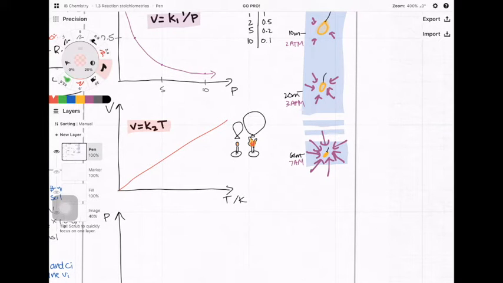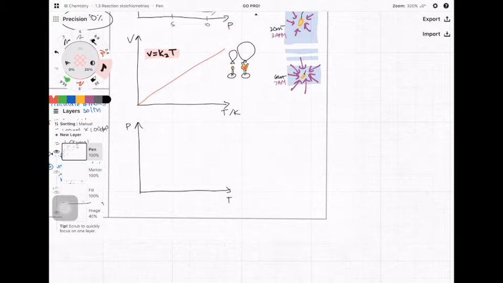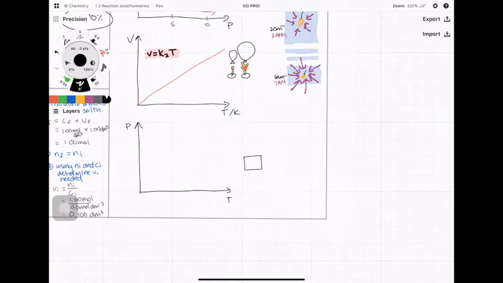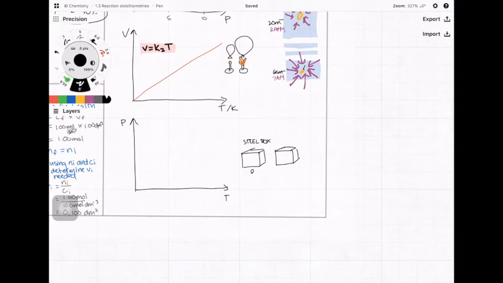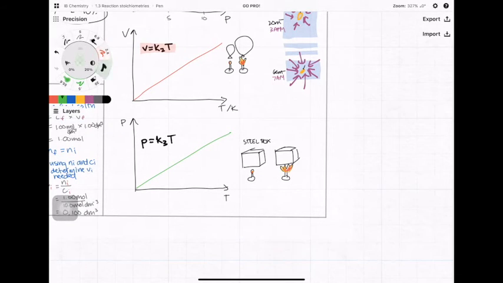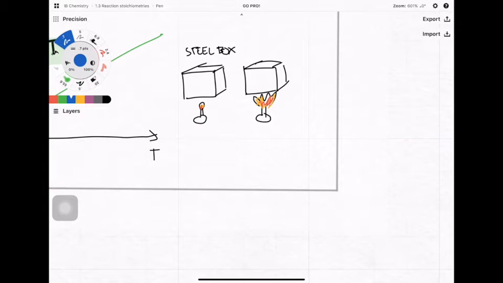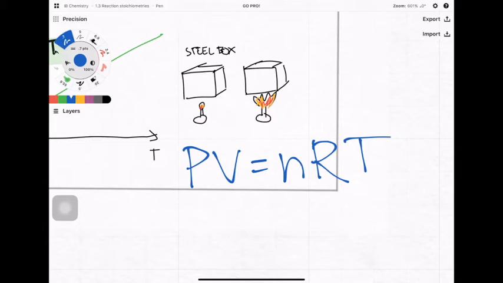The third pair that we're going to look at is pressure and temperature. Imagine instead of heating up a balloon, now we have a steel box with walls that cannot expand. If we were to heat up a steel box with a candle, hopefully you can imagine that the pressure inside of that steel box would increase, because that steel box is unable to change its size and expand like in the previous example. And so as temperature increases, so does pressure: pressure is equal to some constant times temperature. Putting that all together, we get our ideal gas law, PV equals nRT.